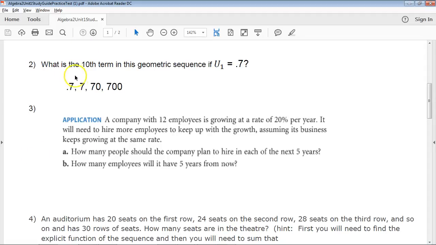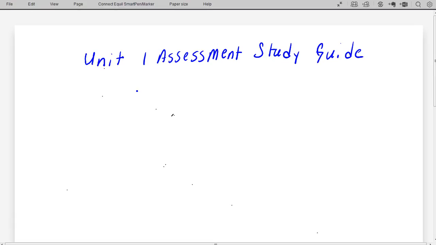Normally you could take 7 and divide it by 0.7, and 70 and divide it by 7, and get your common ratio, which is your little r. In this one, I can just tell you're multiplying by 10 each time. So you can just make a table or do it on your calculator.